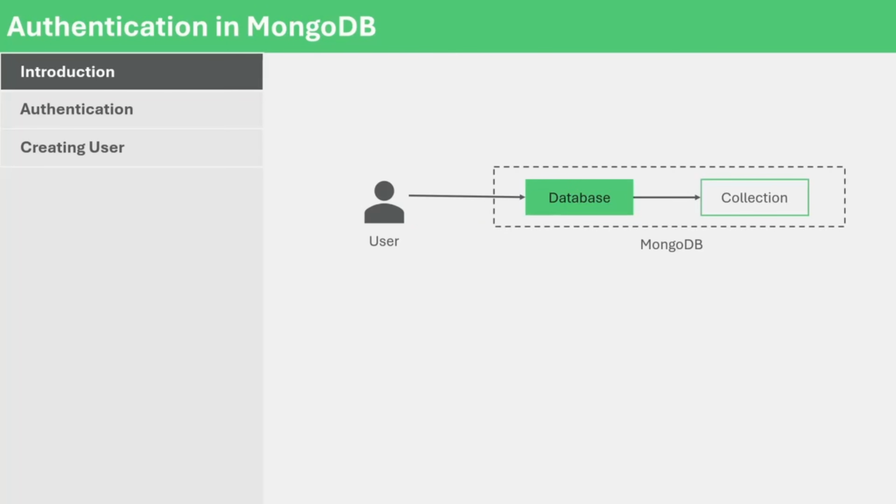By default, any user can access the databases in MongoDB server and perform read-write operations on the database. So if we have not enabled authentication and authorization on the MongoDB server, any user can access the databases on the MongoDB server and perform read or write operations on the collections in that database. So this is the default behavior.